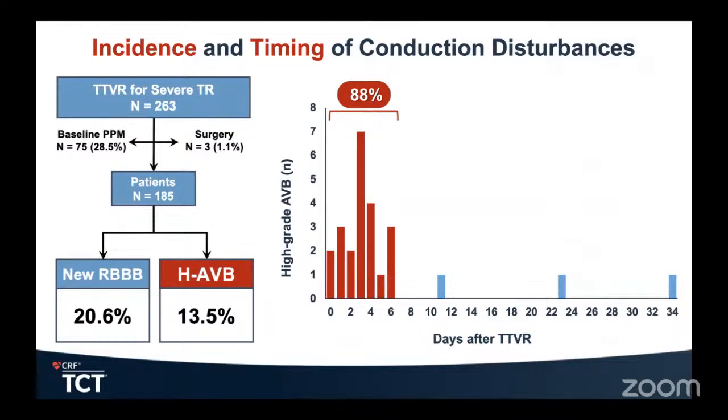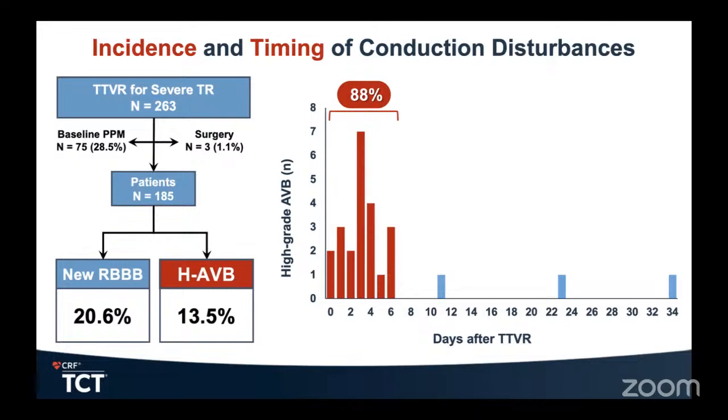So we will start seeing which is the incidence and the timing of such conduction disturbances. If we look at the left, that was the initial population, the first analysis. Out of 263 implants, 75 patients were excluded because they had a baseline pacemaker, so there was no interest in analyzing this, as well as 3 patients who required a surgical conversion. So our total cohort was 185 patients.